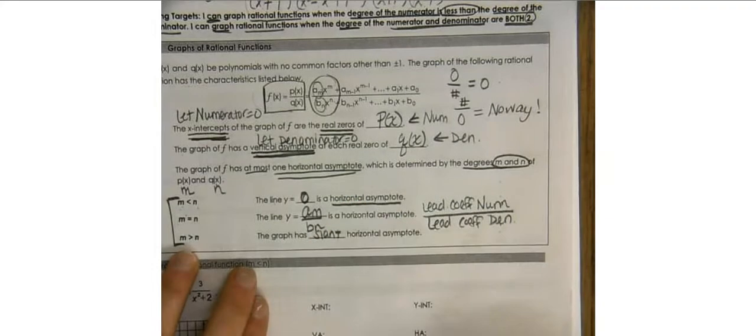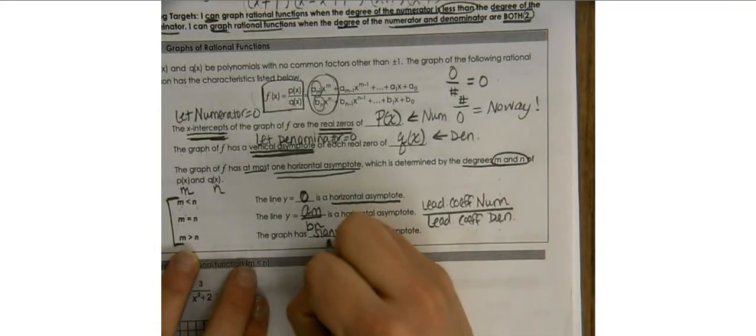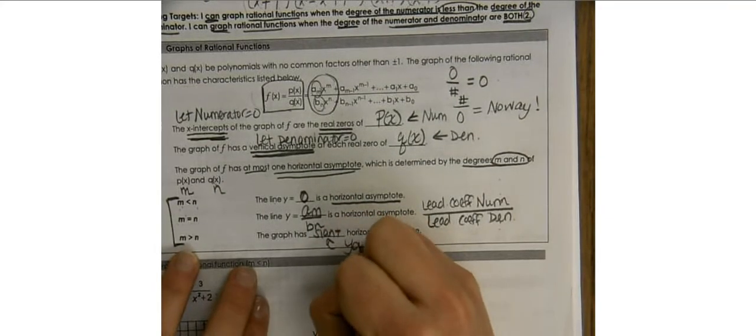Our last thing is if the degree of the numerator is bigger than the degree of the denominator, then that means that the graph has a slant asymptote, and that's something that you'll learn in pre-calc. If you don't go to pre-calc and you go to Algebra 3 with Trig, you'll learn it in Algebra 3 with Trig as well. So that's a pre-calc concept that we're not going to focus on in this class.